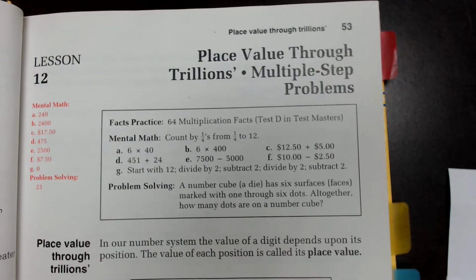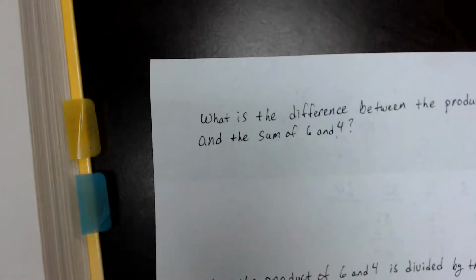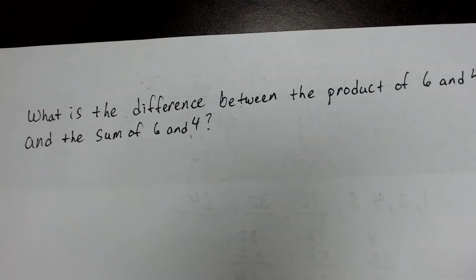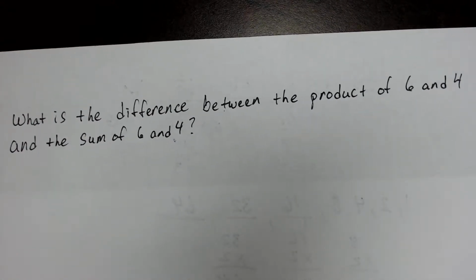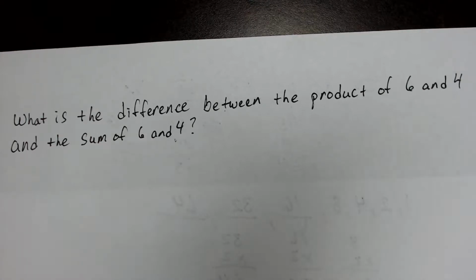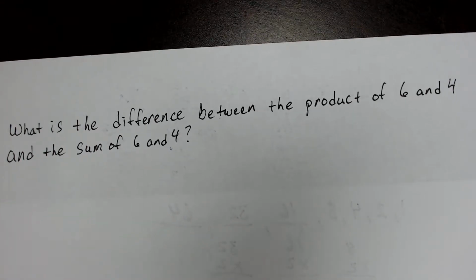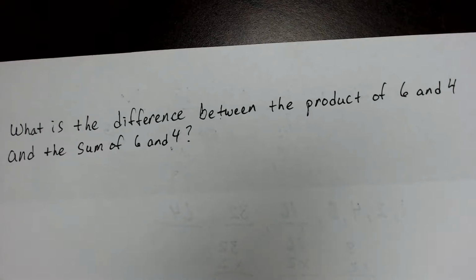Now what I will spend time on in this video is multi-step problems. So multi-step problems are problems like this, where they'll ask you, what is the difference between the product of 6 and 4 and the sum of 6 and 4? So there's kind of a big wordy sentence here. There's a lot of mathematical words like difference, product, and sum. And what they pretty much mean by multi-step problems is we have to solve multiple parts of this problem before we can find the final answer.